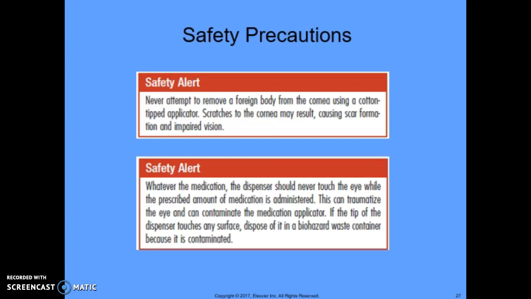If the tip of the dispenser touches any surface, you need to dispose of it in a biohazard waste container. It is contaminated. And we've talked about this with several things, real life versus what the protocol is for your office. In our office, if it had touched the tip, because it wasn't dripping with bodily fluids and we could put the lid on so it was contained, we could place this in the regular trash. But again, in the book, it always says everything goes into the biohazards.